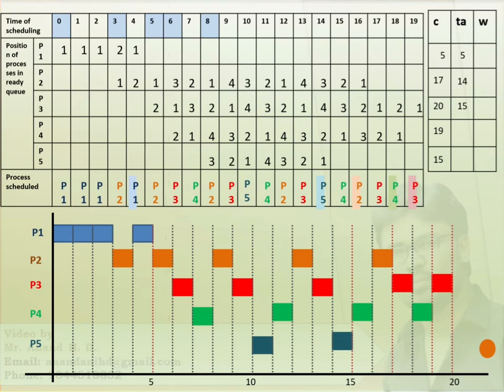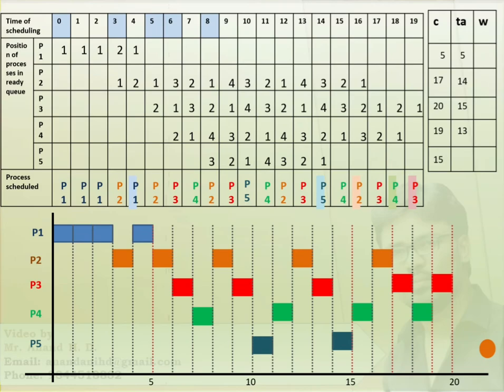For process P4, P4 entered the queue at 6 time unit and it was scheduled at 7 time units. So it was waiting here, 1 time unit waiting, then serviced, then 3 time units waiting, then serviced, then again 3 time units waiting and serviced, 2 time units waiting and then serviced. So totally 4 service time units, and then waiting time is 1, 2, 3, 4, 5, 6, 7, 8, 9. So 9 time units of waiting plus 4 time units of servicing is 13 time units. So the turnaround time for P4 is 13 time units.